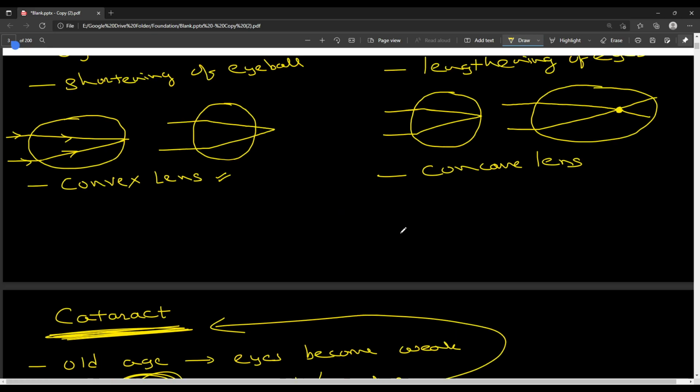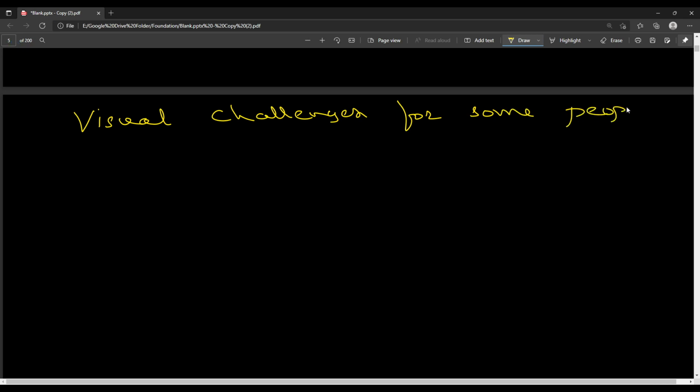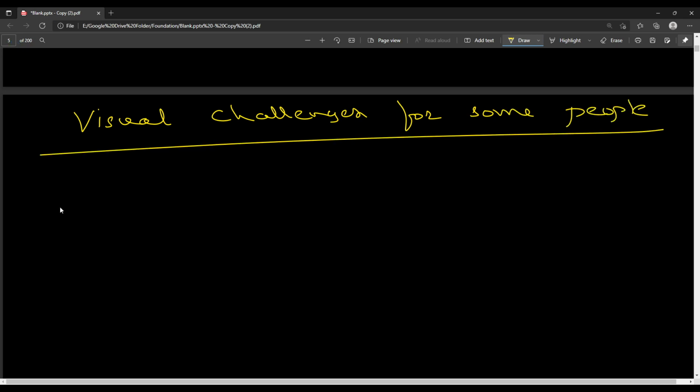Okay, so we have discussed three things: hypermetropia, myopia, and cataract. Now we will move on to visual challenges for some people. Visual challenges for some people means we are talking about people who are either completely blind or partially blind. So let us talk about what kind of issues they have, and what their possible solutions are.